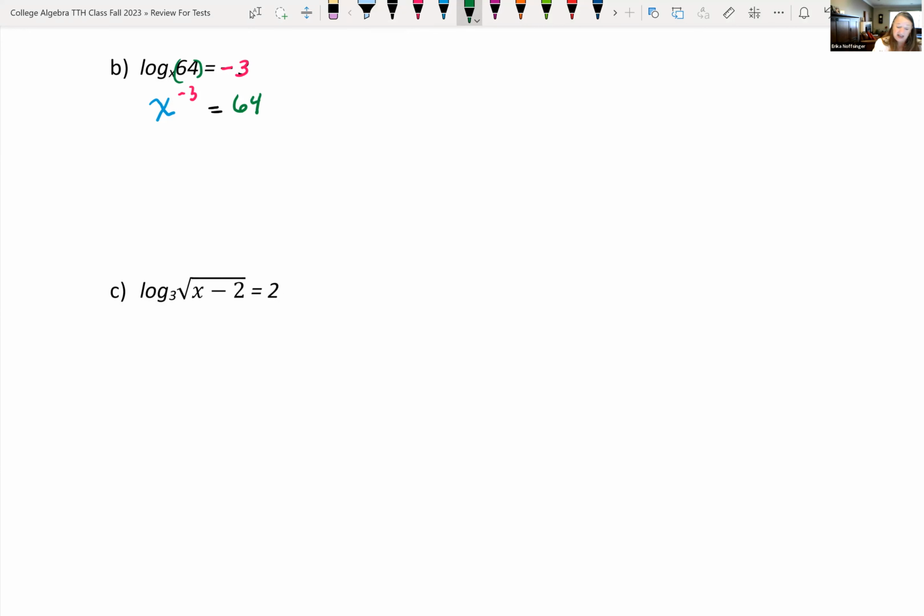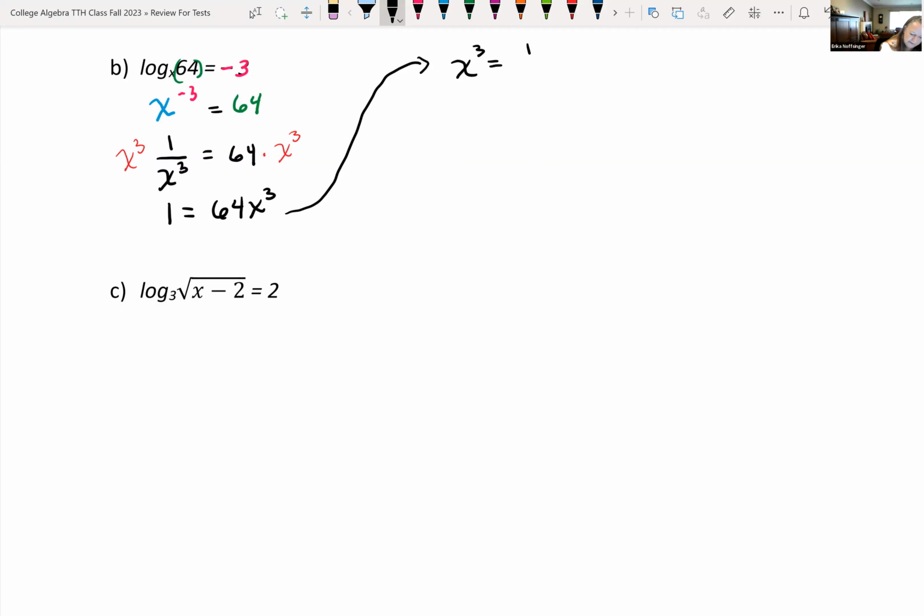So let's rewrite that negative 3 exponent as positive. We can rewrite it as 1 over x cubed equals 64. I could clear my fraction by multiplying both sides of my equation by x cubed. So I would get then 1 is equal to 64x cubed. Can get x cubed by itself by dividing by 64. So I have x cubed equals 1 over 64.